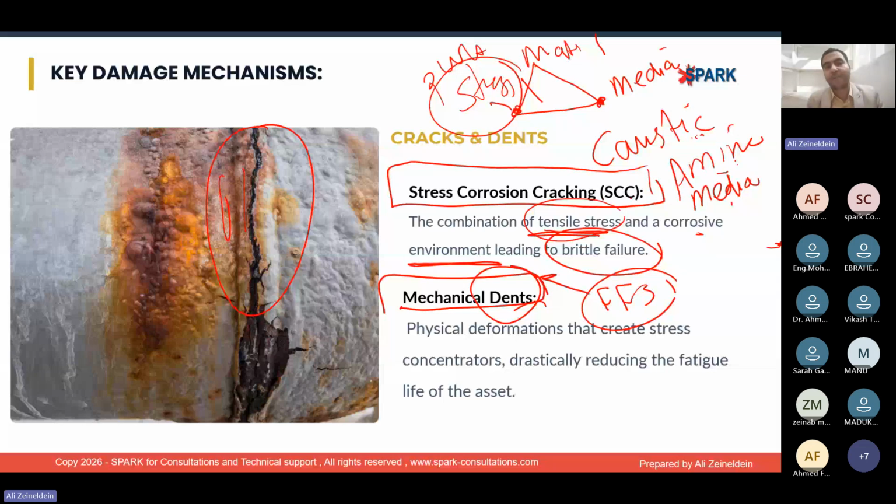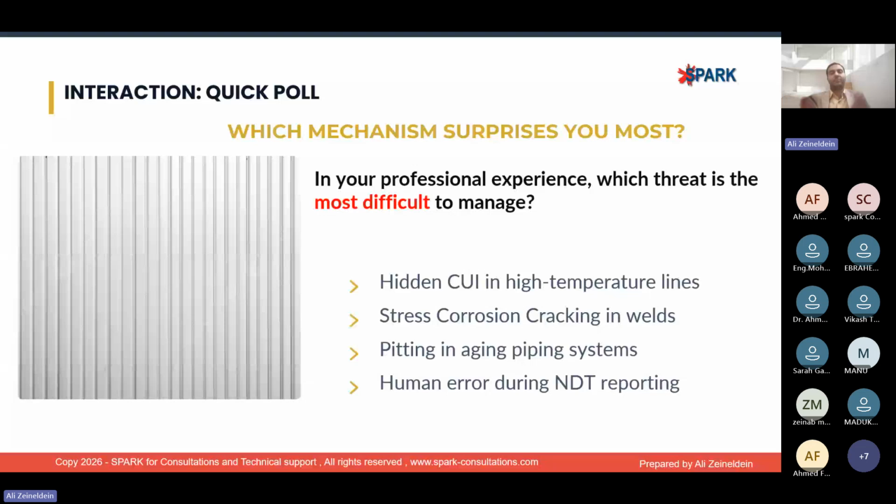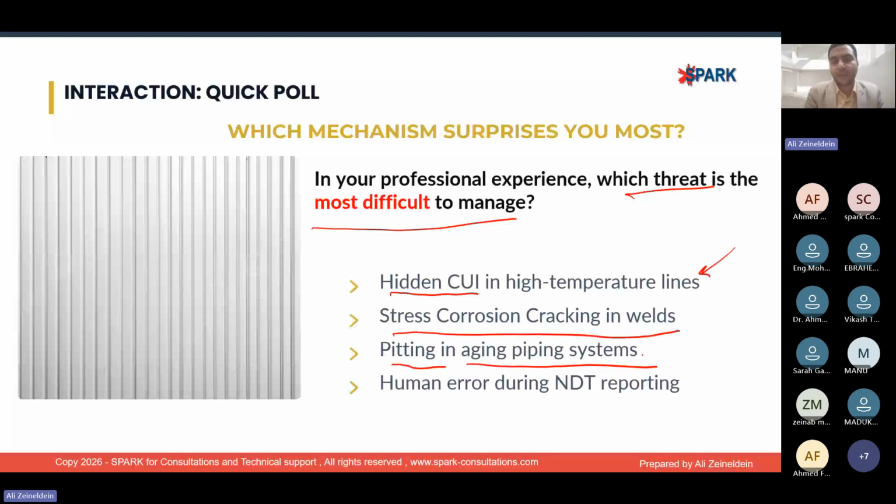We have these questions for discussion, from our career or professional experience. Which threat is the most difficult to manage? Is it hidden CUI in high temperature lines? Is it stress corrosion cracking in welds? Is it pitting in aging piping systems? Is it human error during reporting?